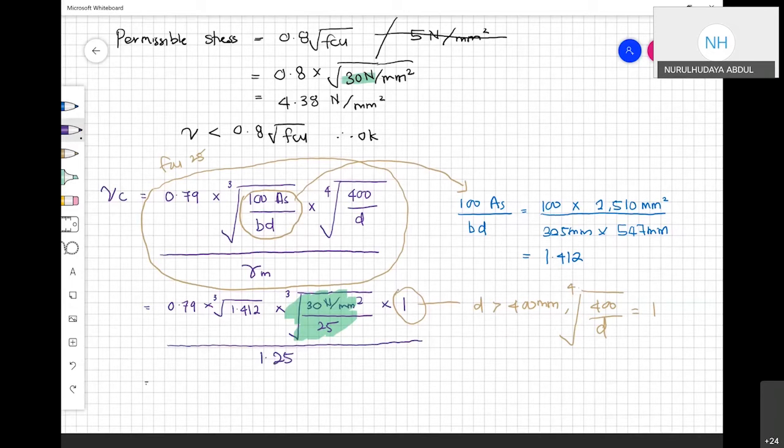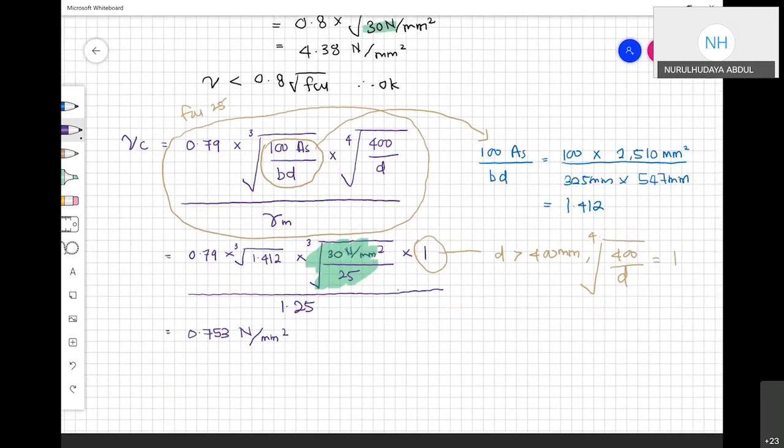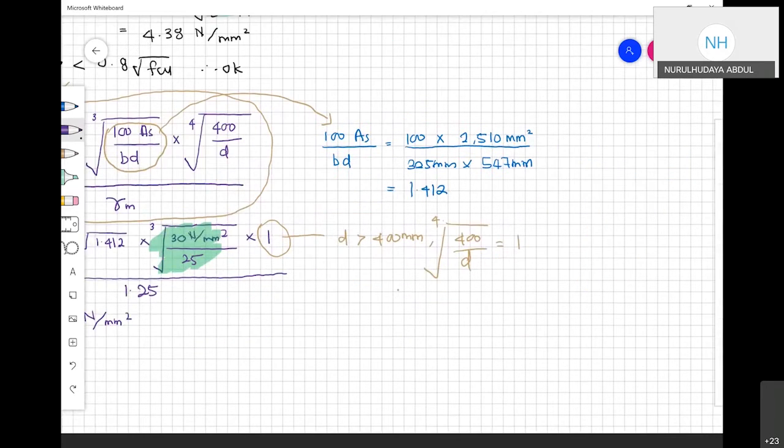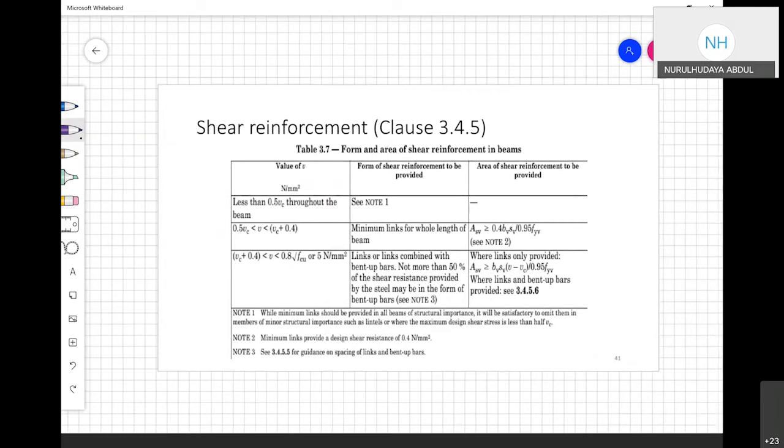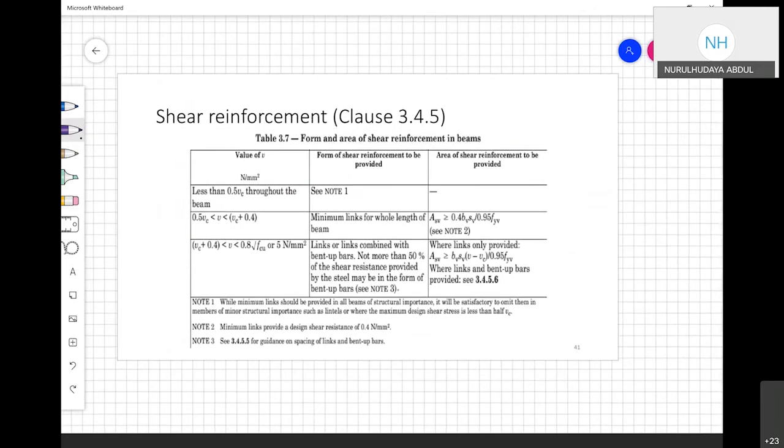So we can calculate. Who wants to calculate? Sean has already answered, 0.753, yes. So the answer is 0.753. So we know that our concrete shear stress is 0.753. Next step, we need to compare. To compare, we need to look at this slide, or the other slide is also the same. I have corrected it to 0.95.